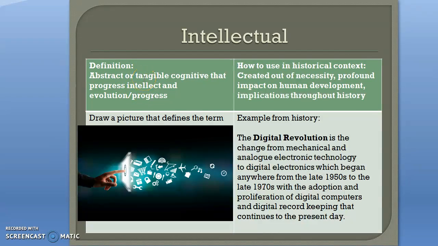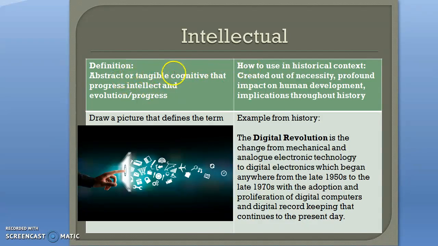A tangible cognitive, what that means is an invention. The cotton gin, the computer. The internet is more abstract because you can't actually touch the internet, but the computer is tangible. The iPhone is tangible. Smartphones are tangible. Things that you can actually touch is what tangible is. Abstract is an idea that you really can't touch, but it's still there. It's still accepted by everybody, at least almost everybody.